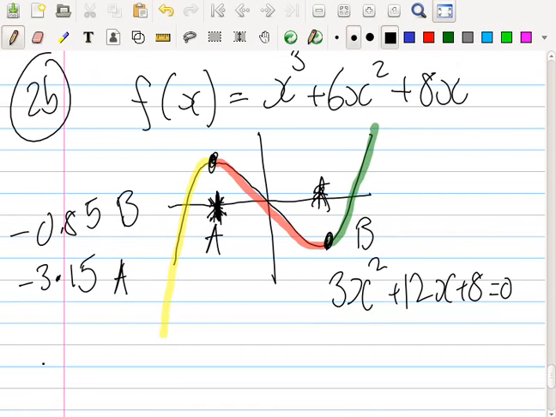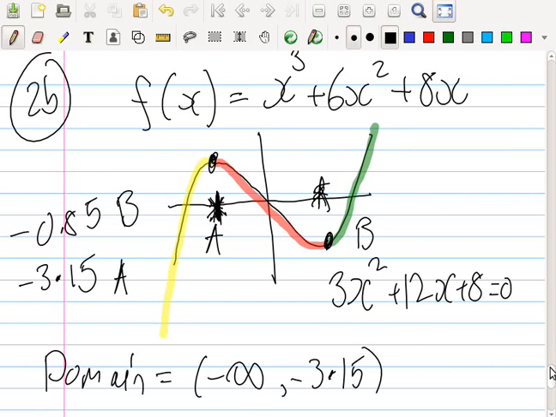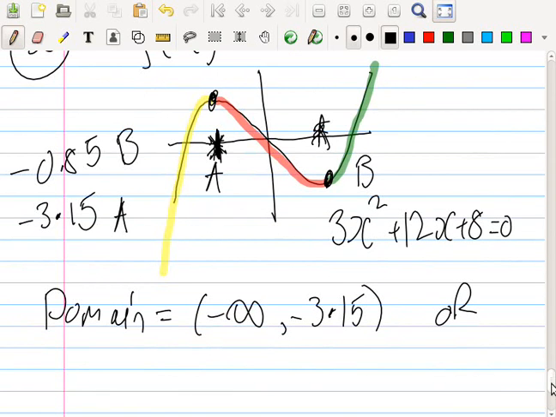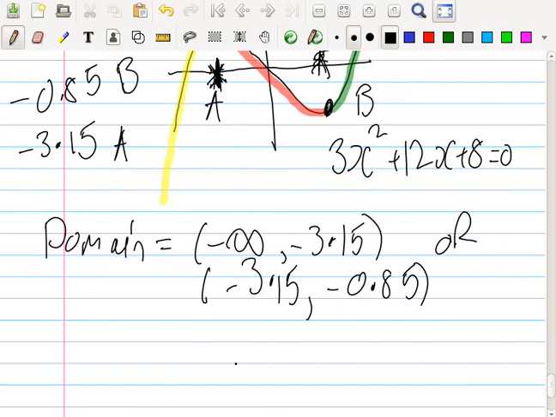Okay, so what's one possible answer for the domain? Yeah, minus infinity to A. Okay, what's a second possible answer? Or A, yeah, to B. And then what's a third possible answer? B to infinity.